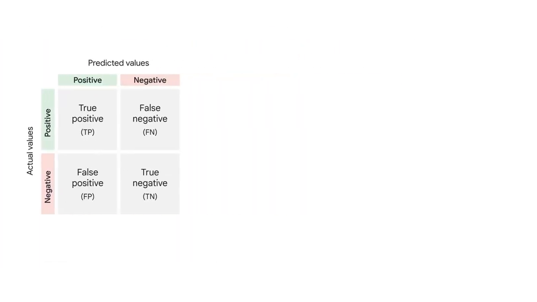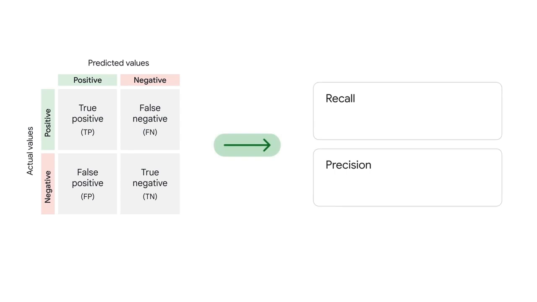A confusion matrix is the foundation of many other metrics used to evaluate the performance of a machine learning model. Let's look at the two popular metrics, recall and precision, that you will encounter in the lab. Recall refers to all the positive cases and looks at how many were predicted correctly.